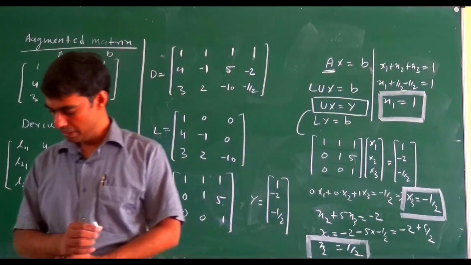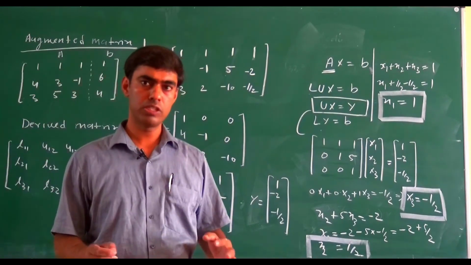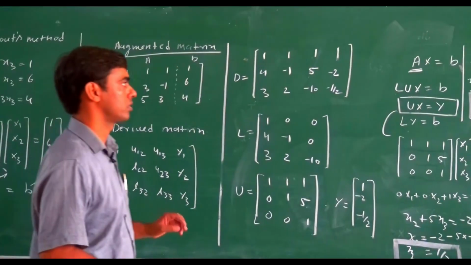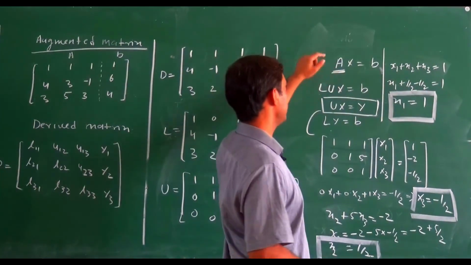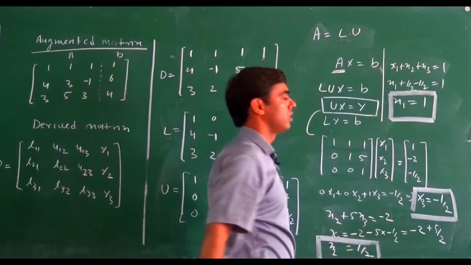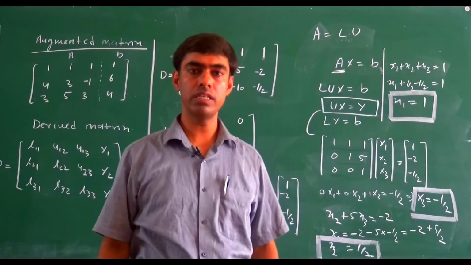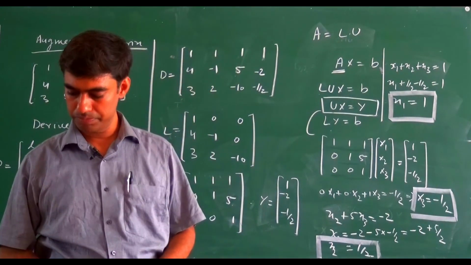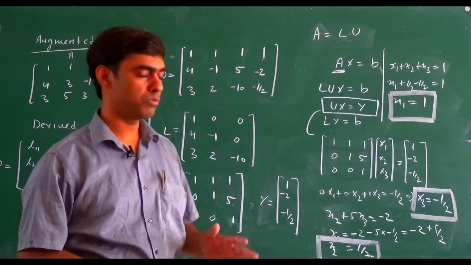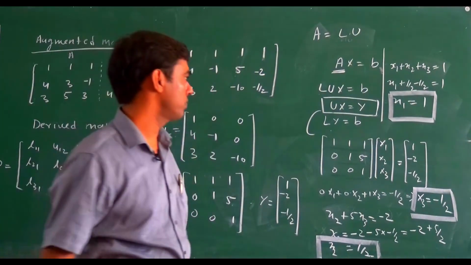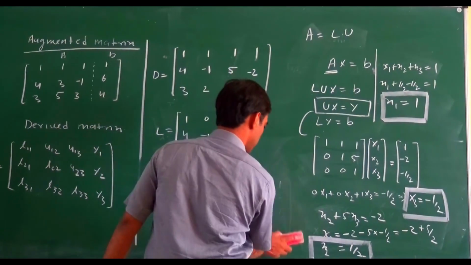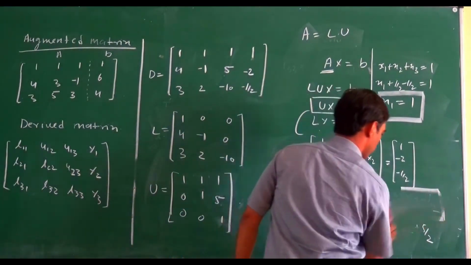Now, you may also solve this by decomposing A into L and U. You write A equal to LU, where L is the lower triangular matrix and U is the upper triangular matrix. So write the values of L and U. We will describe in one minute how we find the values of L and U. Then we try to solve another example.